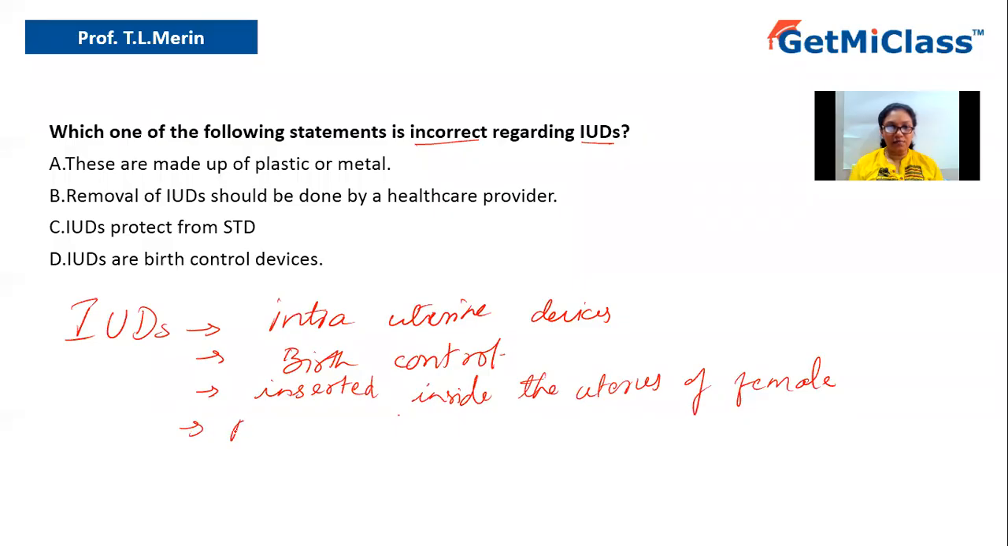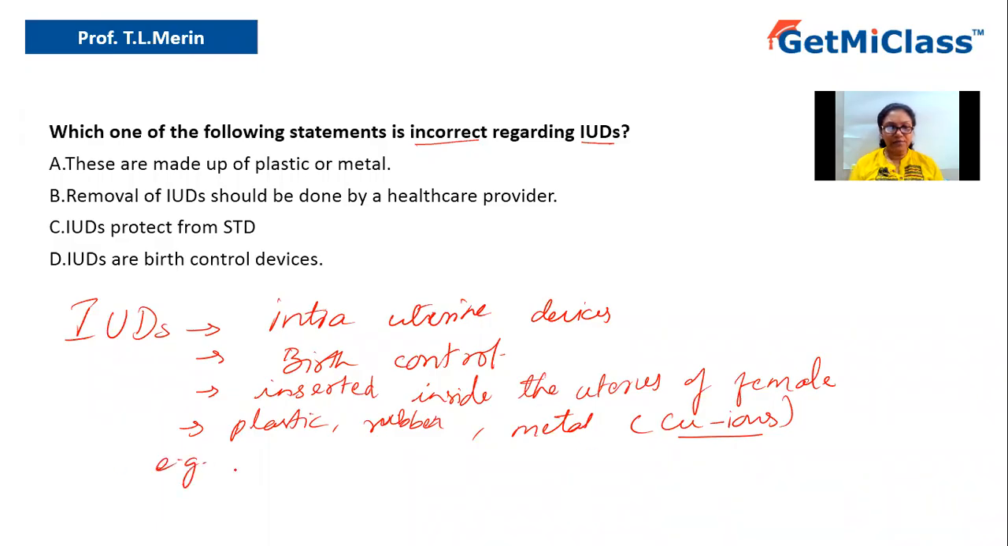So what are these made up of? These can be made up of plastic, rubber, or most of them may contain metal. Why metal? Because mainly the copper ions play a major role in avoiding pregnancy. They can be spermicidal. They can also inactivate the sperms, that means they can reduce the motility of the sperm. So that is why these IUDs are made up of plastic, rubber, metals, etc.